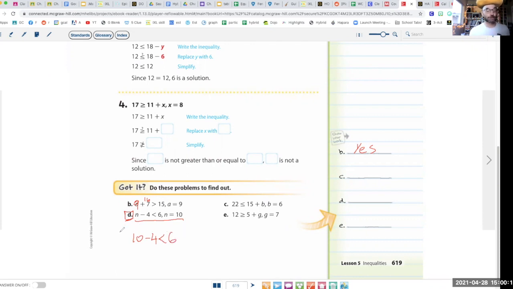Is this true? Well, 10 minus 4 is 6. Is 6 less than 6? No. 6 is equal to 6. It is not less than. So the answer for D is no. Got it? Cool.